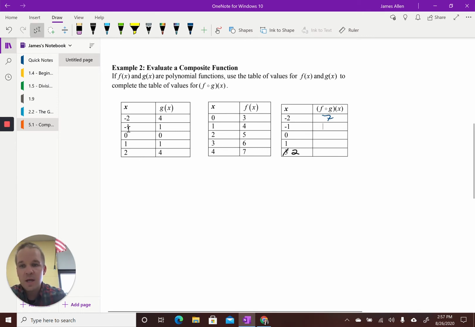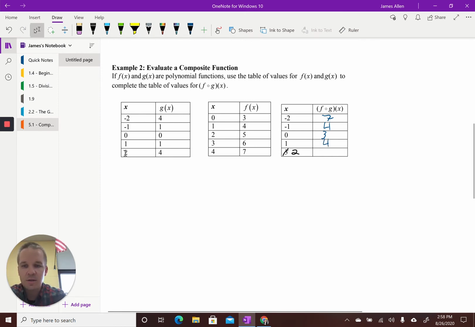Now let's continue. Negative 1, when I plug it into g, gives me 1. So if I plug 1 into my f, I get 4. 4 goes right there. If I plug 0 into g of x, my output is 0. If I plug 0 into f of x, then I get 3. If I plug 1 in, I get 1, and if I plug 1 into f, I end up with 4.